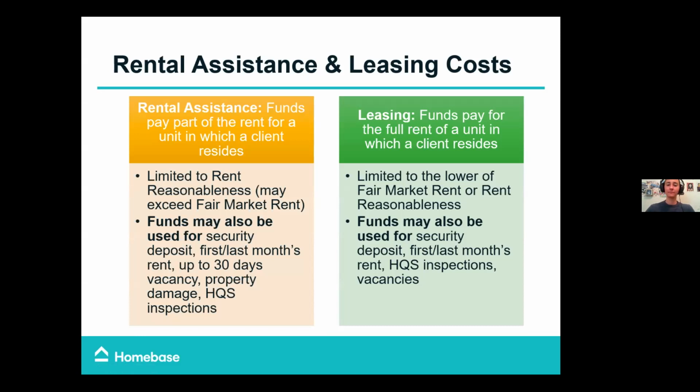Leasing funds may also be used for security deposits, first and last month's rent up to 2 months of rent, utilities if those are included in the rent, HQS inspections, and vacancies.